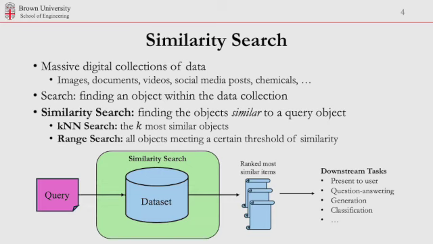When we say search, we're concerned with how to find items in a data collection. In computer science, you might want to search through a set to see if an item exists. Similarity search is a broader category. It's not concerned with exact matches, but allows for inexact matches. I might want to find the objects that are similar to a query, and that might be the k most similar objects, or all objects meeting some similarity threshold.